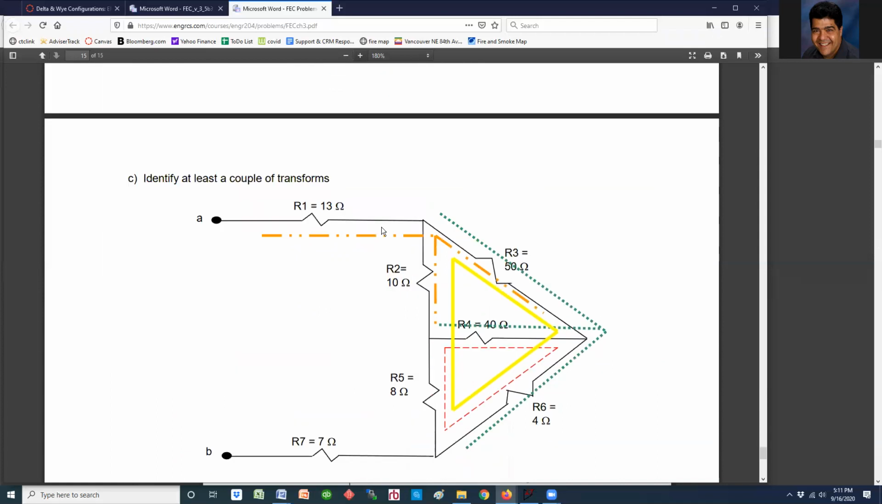So that brings us to the end. As far as we're concerned, with this video we're introducing the delta and Y configuration. The main purpose is that in certain circuits, if you convert a delta to a Y or Y to a delta, it might get you to a place where you can simplify your resistive network to a much simpler network. Okay, that's all this video is about.